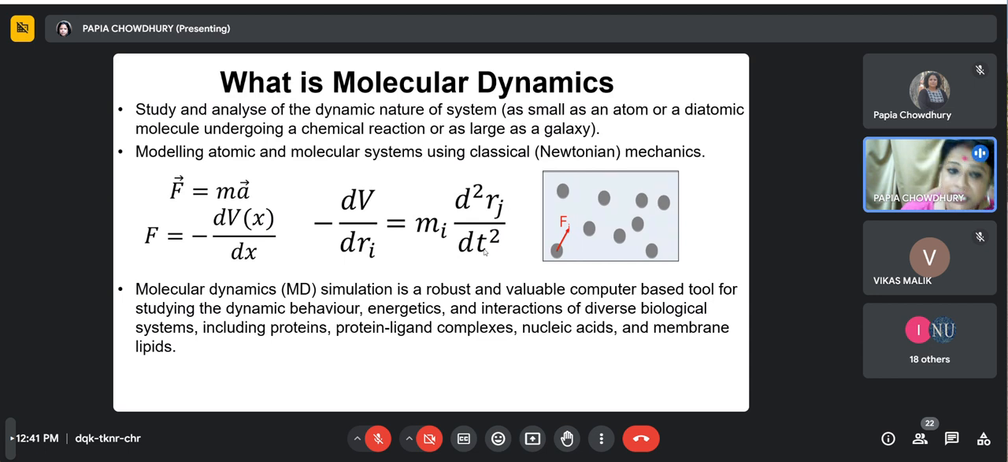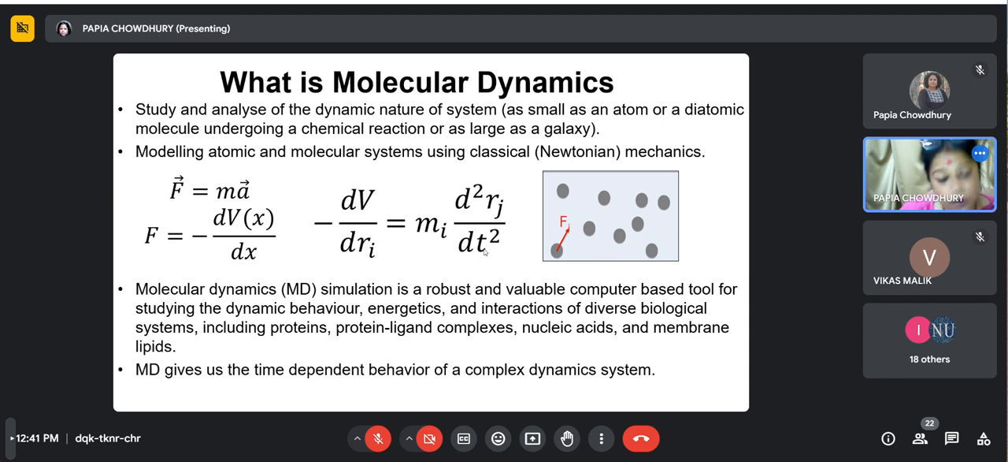Now, in this case, for dynamic behavior, what parameters do we generally get? We get energies, we get the interactions of the biological system or the system under consideration. Mainly for biological systems: proteins, protein-ligand interaction, nucleic acids, membranes, lipids, how they are moving. All these things can be discussed here. It gives us the time-dependent behavior of the complex system, for the molecular dynamics.